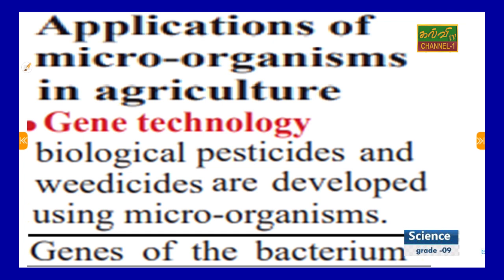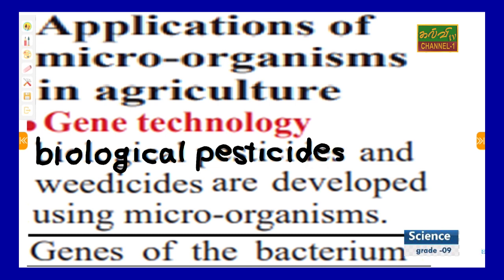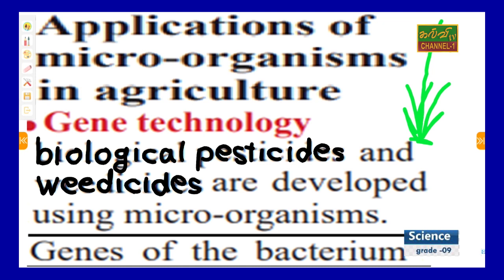Yes, applications of microorganisms in agriculture. Still not finished that, right? In agriculture they mention biological pesticide and weedicide. What is pesticide and weedicide? Right, say for example, this is our plant, say a paddy plant. We are expecting so much paddy from this. This is the paddy plant. This is the most advantageous for us.